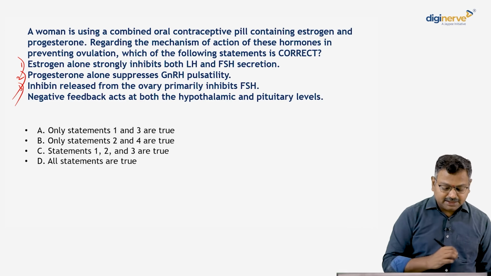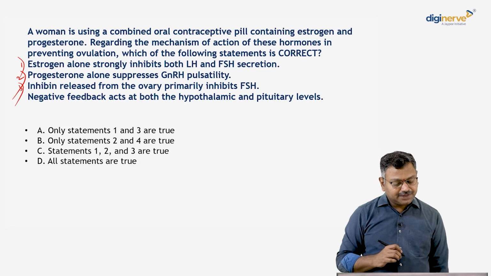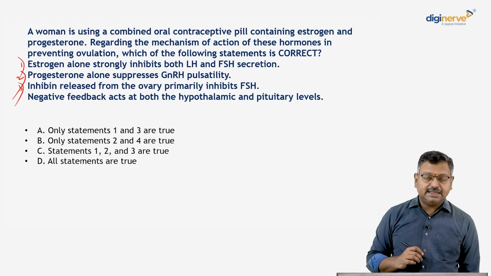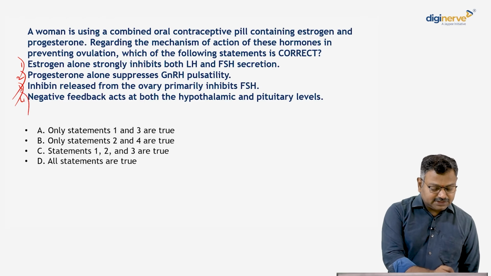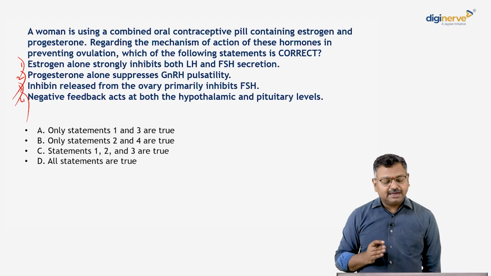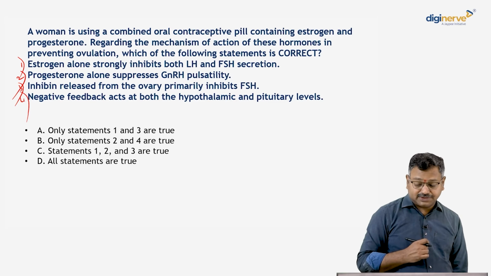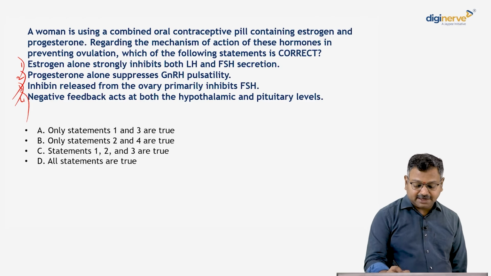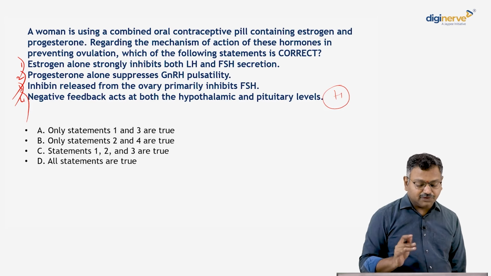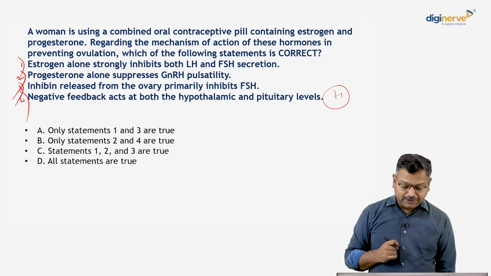Third is the inhibin released from the ovary primarily inhibits FSH. And the fourth statement states that the negative feedback acts at both hypothalamic and pituitary levels, and that is what is going to happen. So the last statement definitely is correct, that much we know. So 4 is correct. The other options we'll look into.